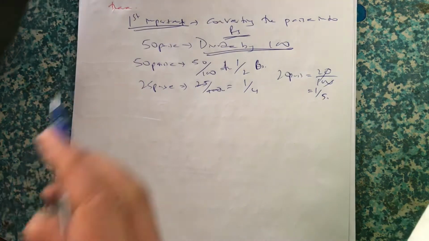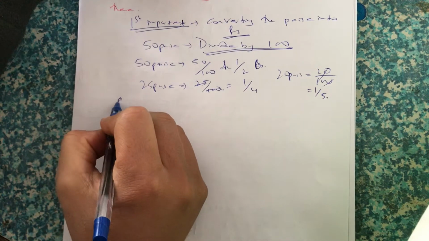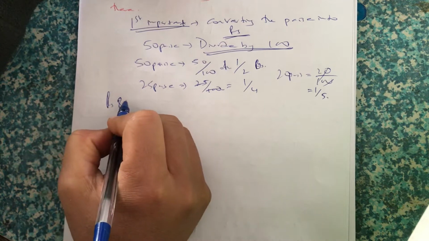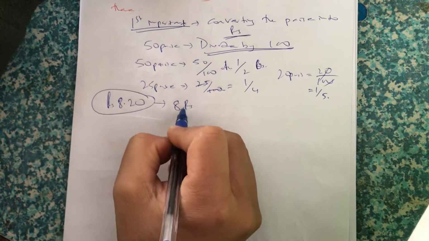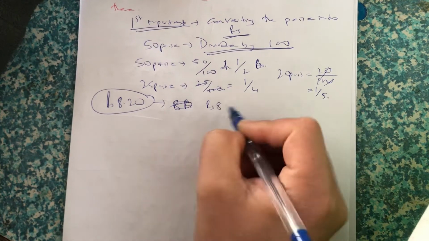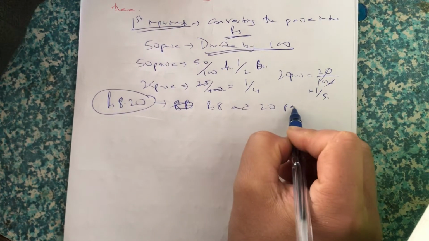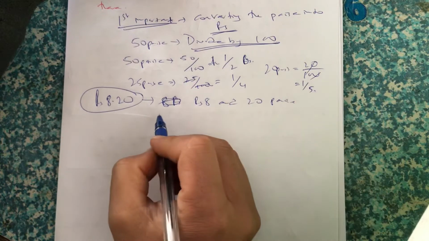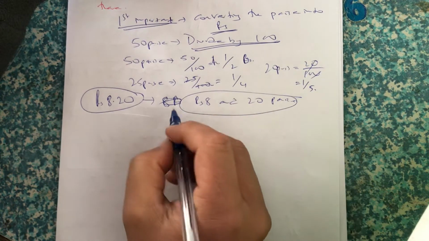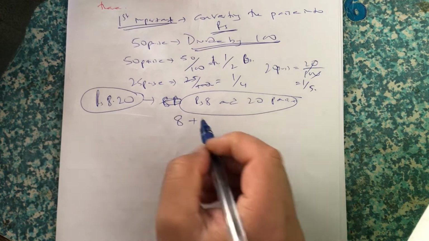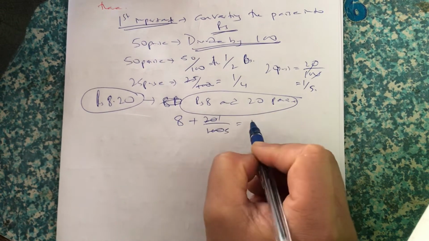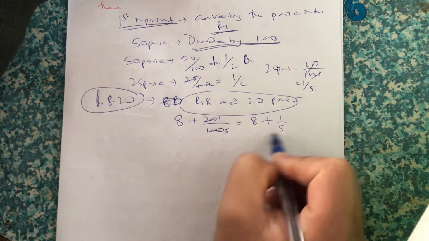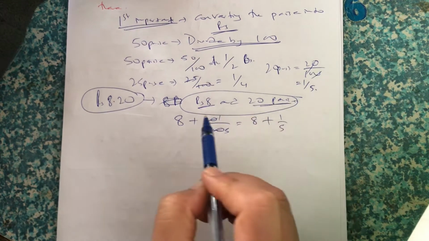Sometimes you may have, let's say, rupees 8.20. It means I have 8 rupees and 20 paise. If I have 8 rupees and 20 paise, how do I write them? The 8 remains 8 only. 20 paise means 20 by 100, which is 1 by 5. So I have 8 plus 1 by 5. That is how we write 8 rupees 20 paise.